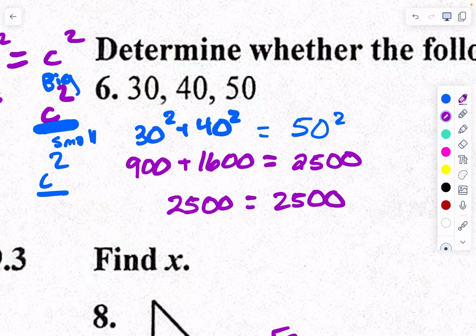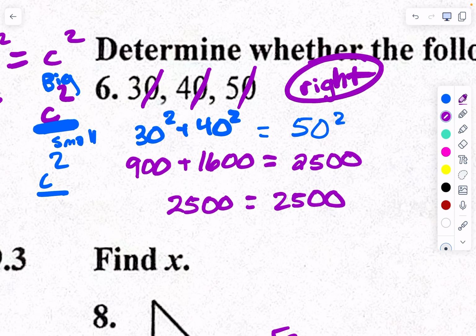I knew that before actually putting it in there because this is a 3-4-5. If you divide by 10, it's a 3-4-5. So it is a right triangle. If you knew that to begin with, then you didn't have to do all the work, right? It's just a scale factor of 10. Just multiply everything by 10. So it is a right triangle.